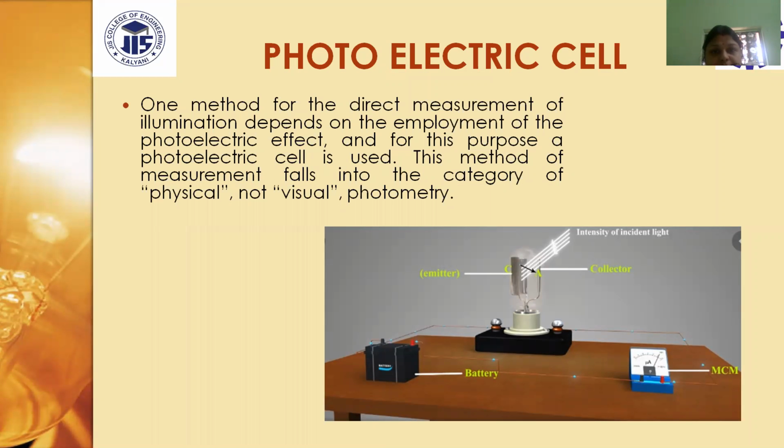Now, photoelectric cell. One method for the direct measurement of illumination depends on the employment of the photoelectric effect, and for this purpose a photoelectric cell is used. This method of measurement falls into the category of physical, not visual photometry.